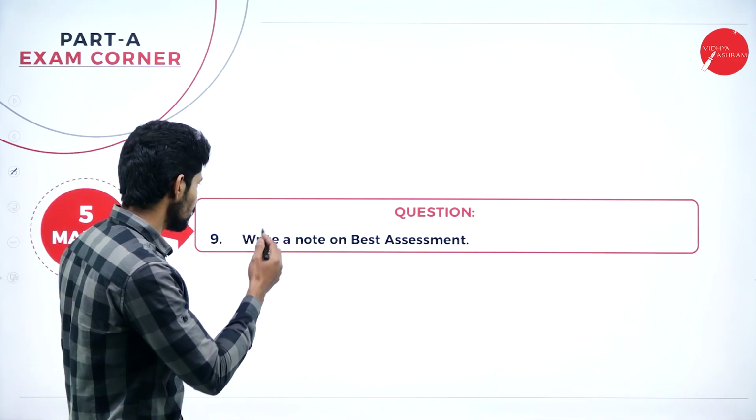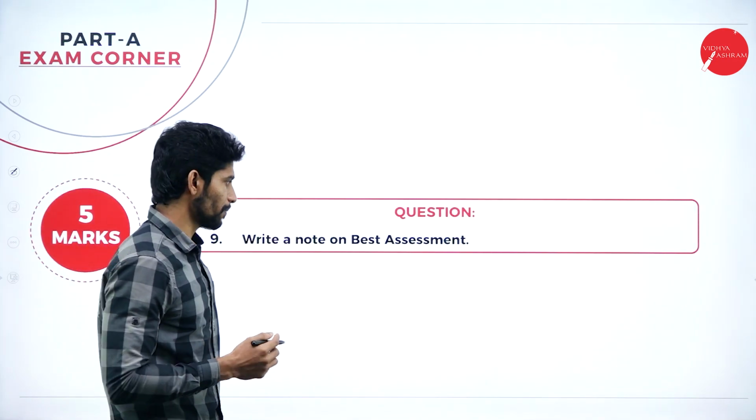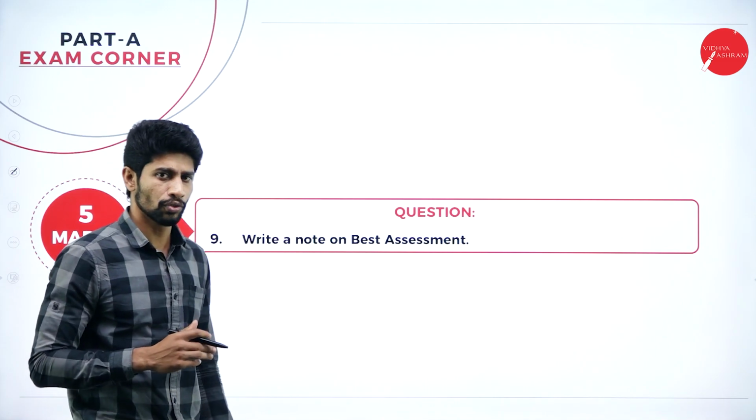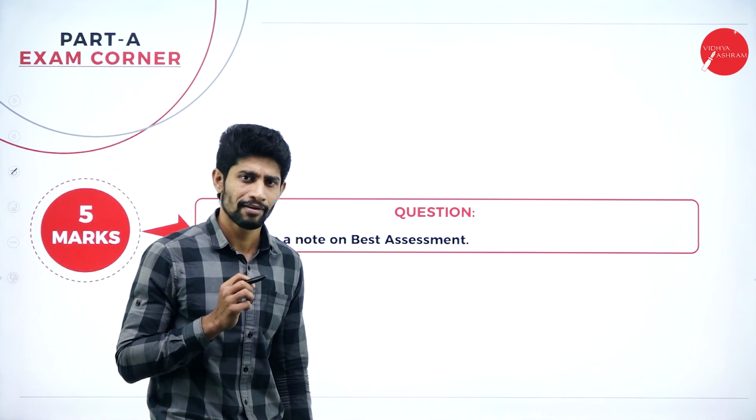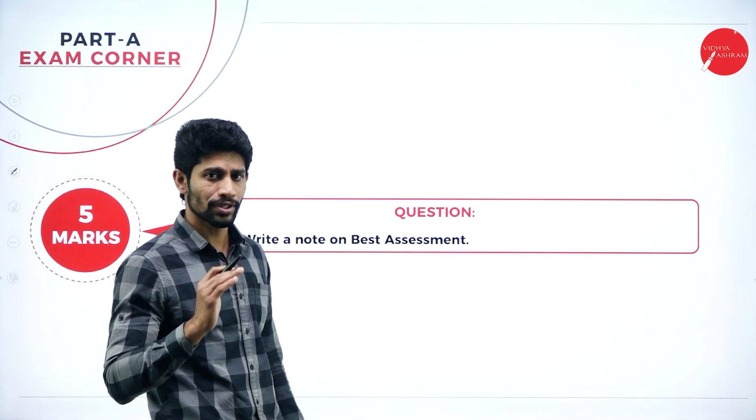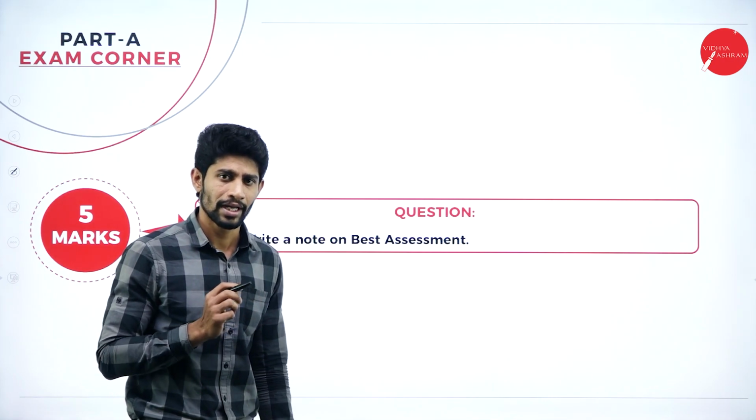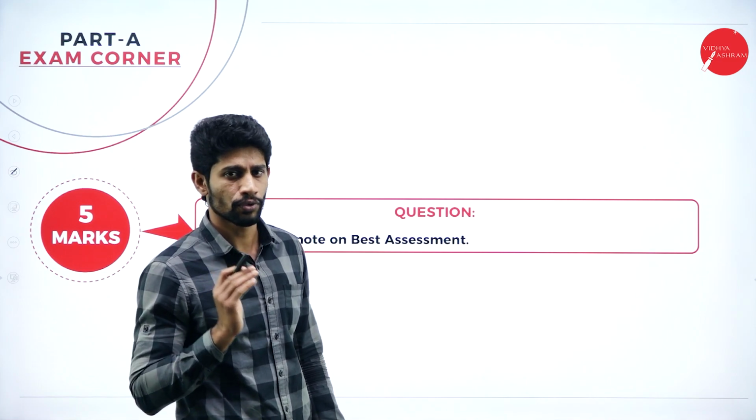Next, moving to 5 marks questions. In 5 marks questions, they will ask you 6 questions. You are supposed to attend any 4 questions which carry 5 marks each. They will ask 6 questions which carry 5 marks each, and you are supposed to attend any 4 questions.